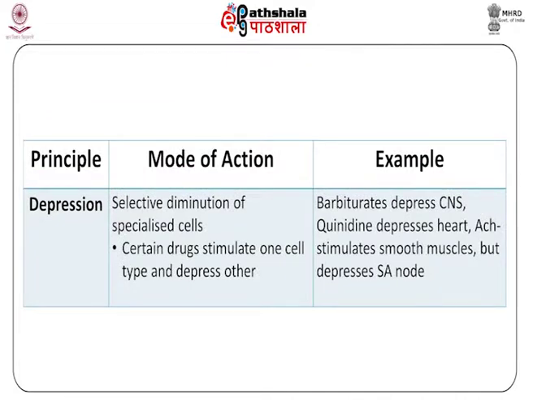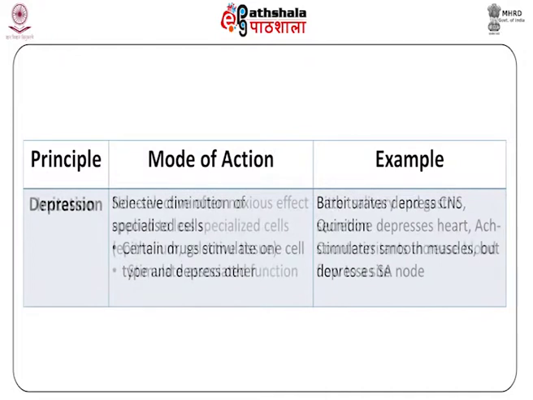Second principle is depression. In this, the mode of action is selective diminution of the activity of specialized cells. Certain drugs stimulate one cell type and depress another. Example, barbiturates depress the central nervous system. Quinidine depresses the heart. Ach stimulates smooth muscles but depresses the SA node.